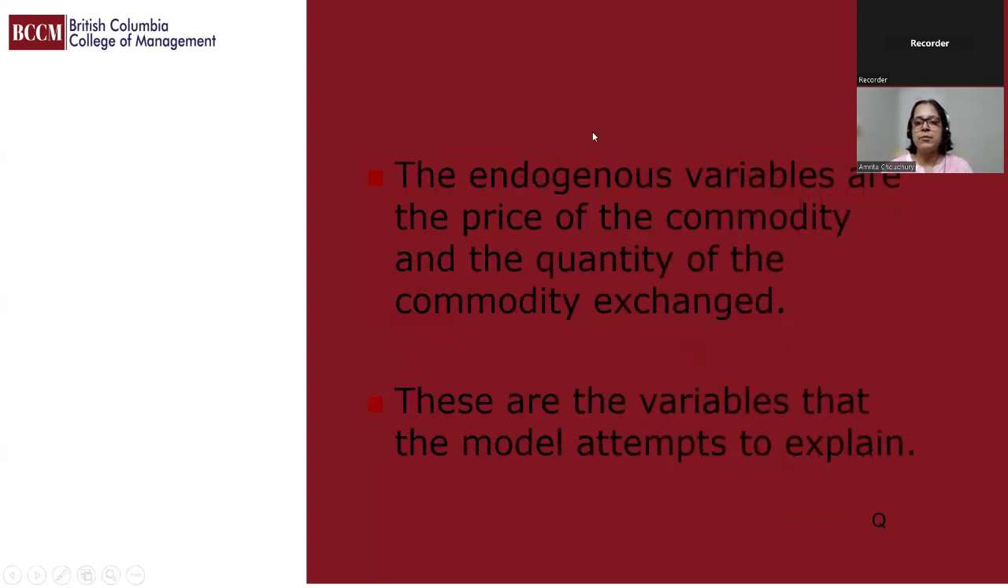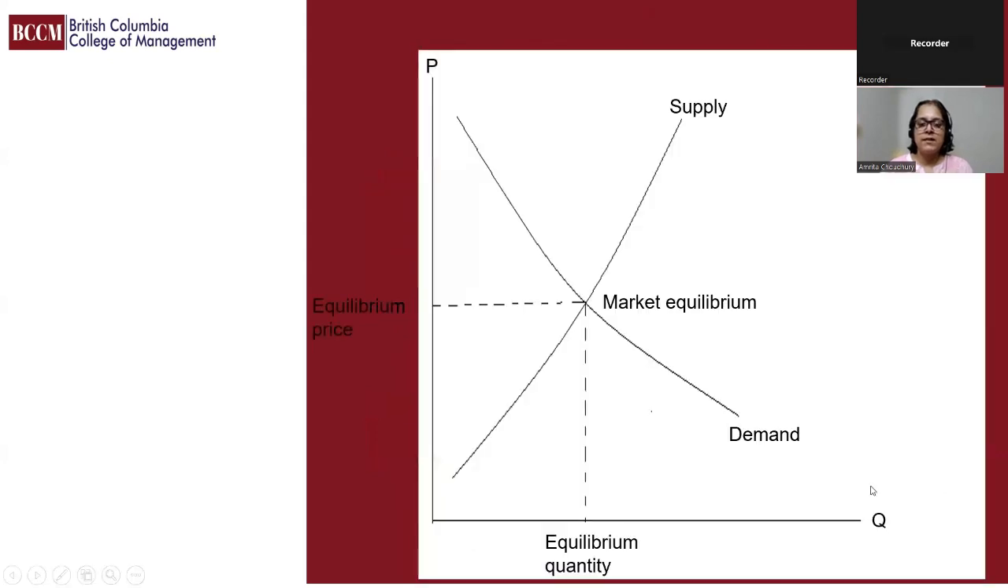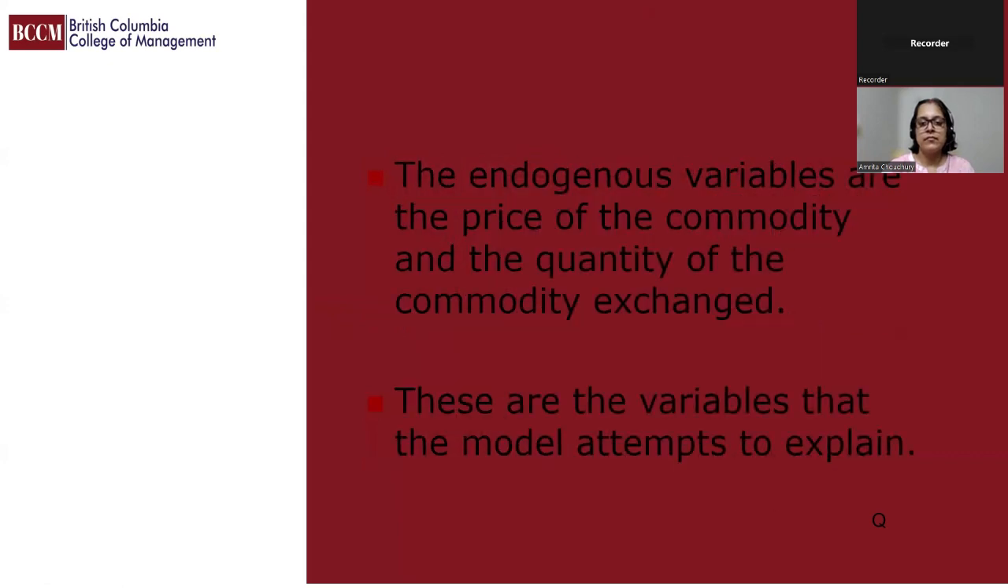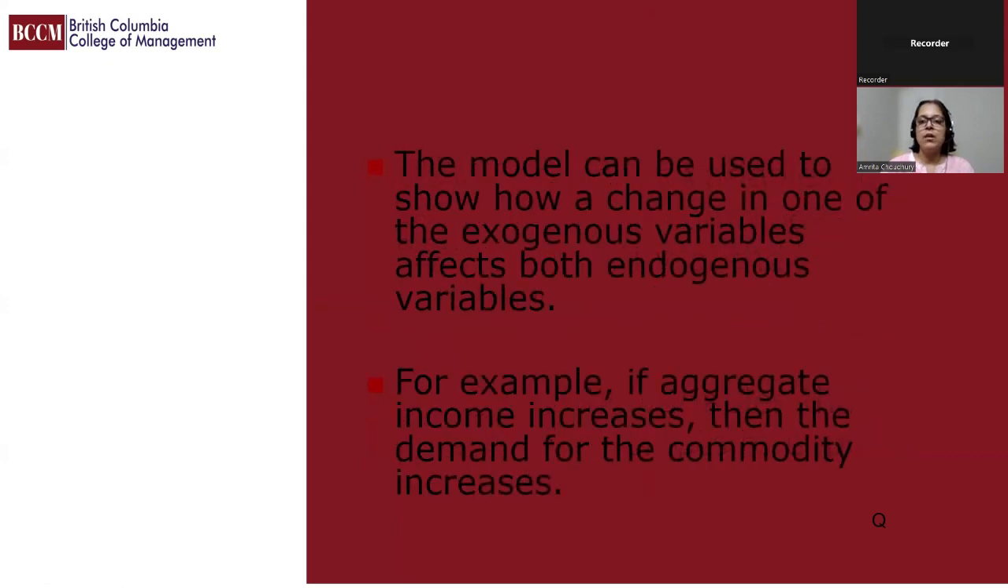The endogenous variables of the model are the price of the commodity and the quantity of the commodity. This model helps to determine the equilibrium price and the equilibrium quantity. So equilibrium price and equilibrium quantity are determined from within the model, so they are the endogenous variables. Once these endogenous variables have been determined, the model can be used to show how a change in one of the exogenous variables can have an impact on one or both of the endogenous variables.